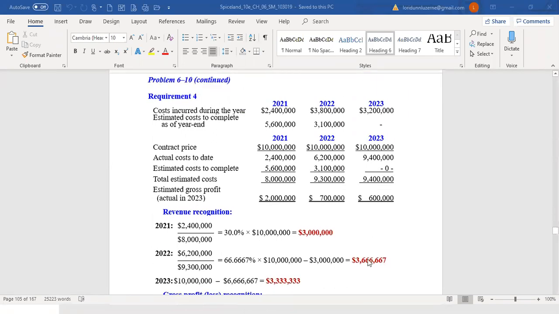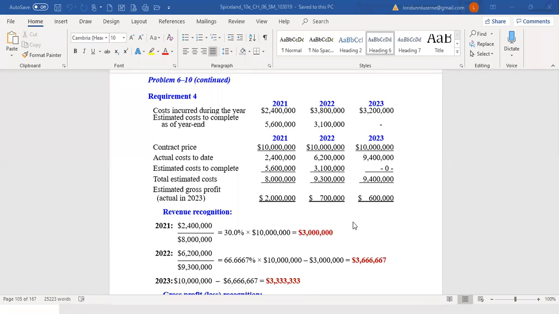Finally, in the third year, they're going to say, how much revenue should we recognize? Well, all 10 million, because it's done, 100% complete. We've recognized part of that already in the first year and the second year. So the part that's still remaining must be recognized as revenue in that last year. So over those 3 years, the revenue, the 10 million, is being recognized.